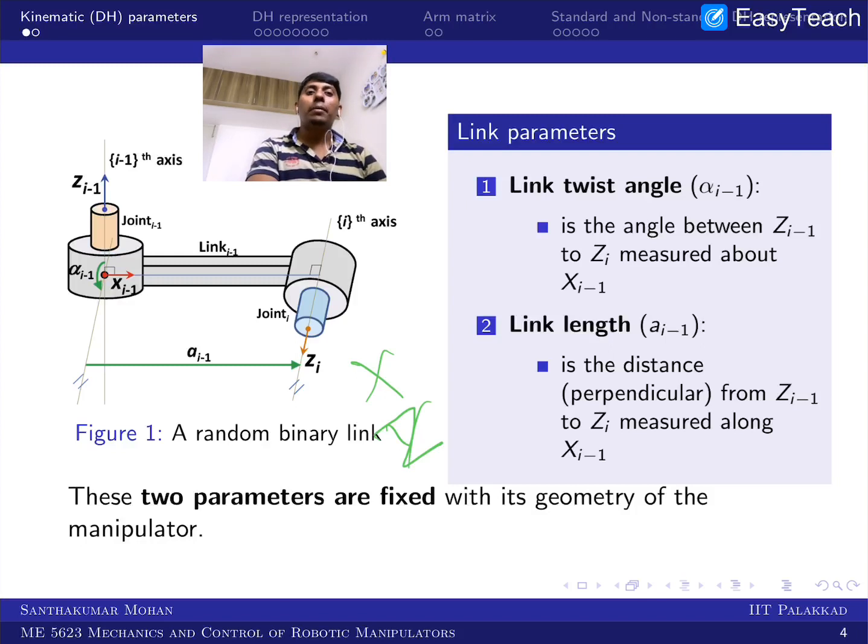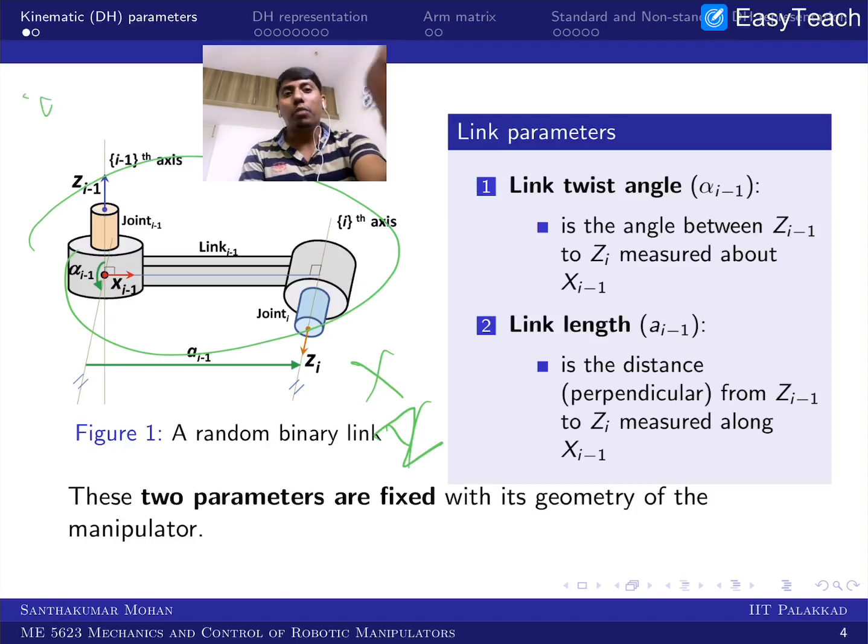This is a recap. We'll take one link, and this link has two joints, but these two joints are a distance apart as well as rotated apart. So if this is the given link, link i minus 1, then this link would have the i minus 1 axis and the ith axis. The ith joint axis is associated with zi, and the i minus 1 axis is associated with zi minus 1. Now you can see that these two axes are a distance apart as well as an angle apart.